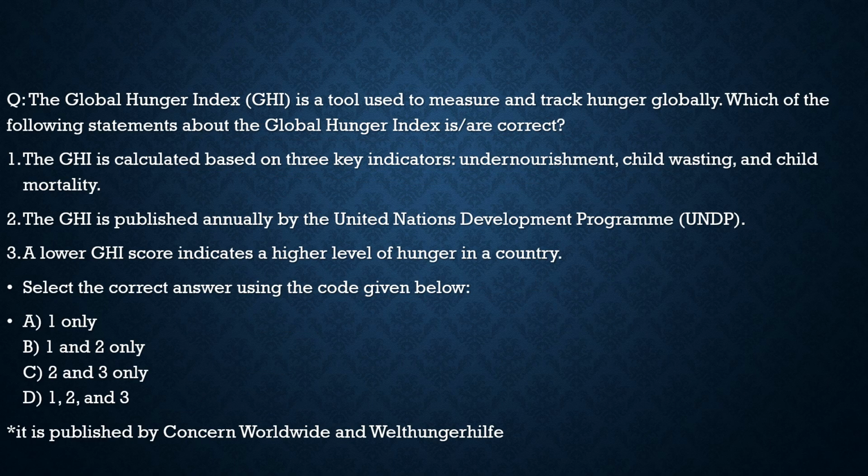Here the first question talks about the global hunger index. It is a tool used to measure and track hunger globally. Which of the following statements about the global hunger index are correct? First statement: the global hunger index is calculated based on three key indicators: undernourishment, child wasting, and child mortality.